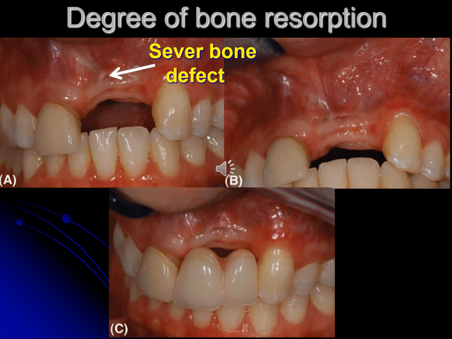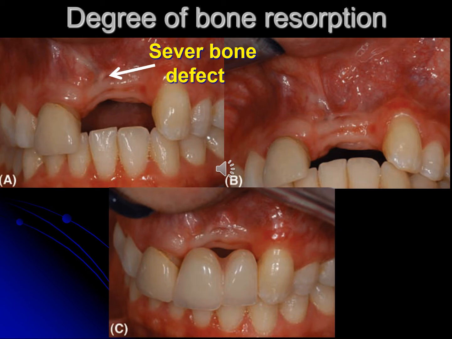Also, we should evaluate the degree of bone resorption. In this case, we have a patient with missing teeth in the area of 2-1 and 2-2. It's clear that we have severe bone defect and bone resorption in this area. We should start from the end. How do we start from the end? We should design the prosthesis first.